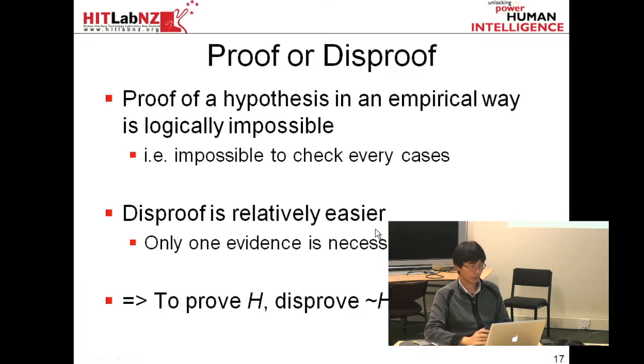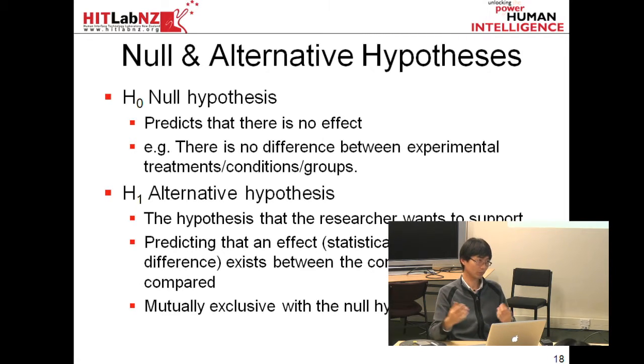So this disproof is relatively easier, and that's how research scientists deal with experiments. They don't try to prove something, but they try to disprove something, which is easier. So they came up with an idea of null and alternative hypothesis. If you want to show that with your keyboard layout, people can type faster, it's harder to prove that by showing every time you do this, people always type faster with your keyboard.